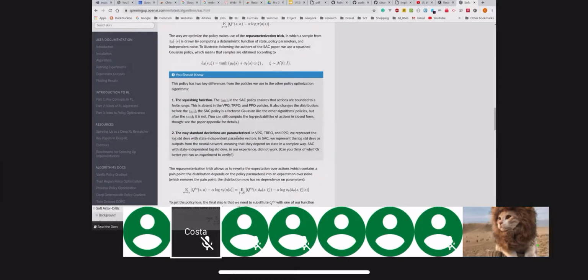Anyway, we represent the log standard deviations with state-independent parameter vectors. In SAC, we represent the log standard deviations as outputs from the neural networks. So in SAC, they also do it differently. And they very nicely ask you, can you think of why? Or better yet, run experiments.